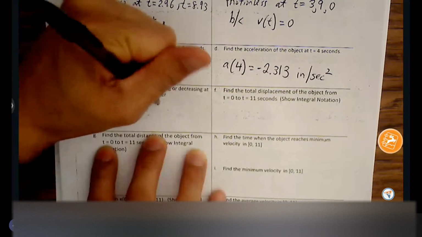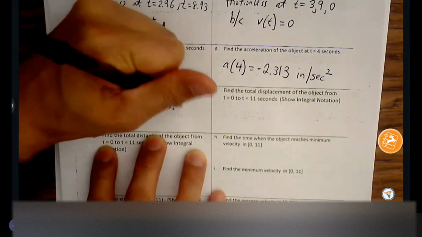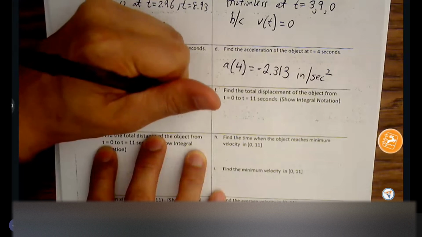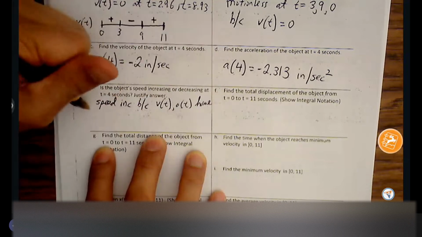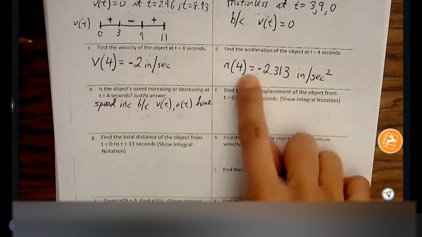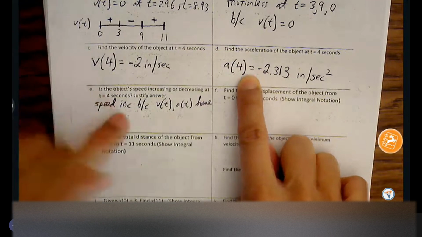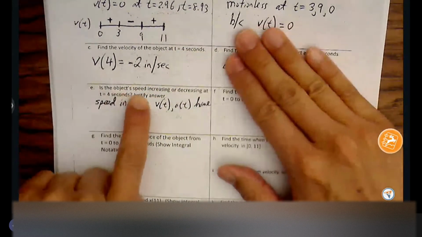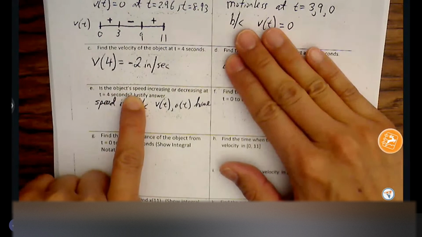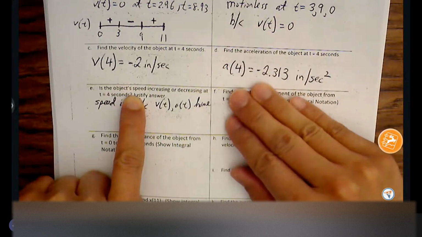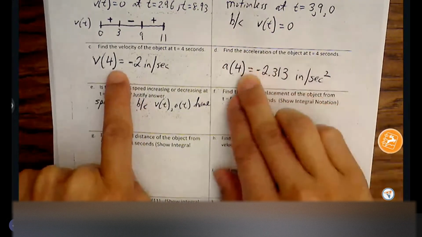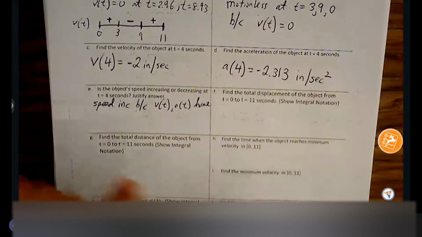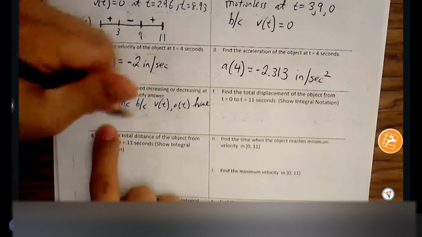Because velocity and acceleration have the same signs. You kind of already found acceleration to solve E, would you need to solve for acceleration? Yes, that's right. If I did not ask you for acceleration and I asked you for increasing, decreasing speed, you have to find acceleration, right? We got to have both information to find increasing, decreasing speed.